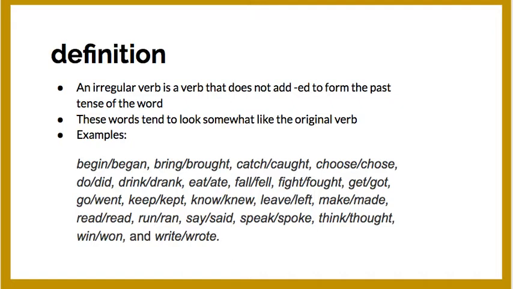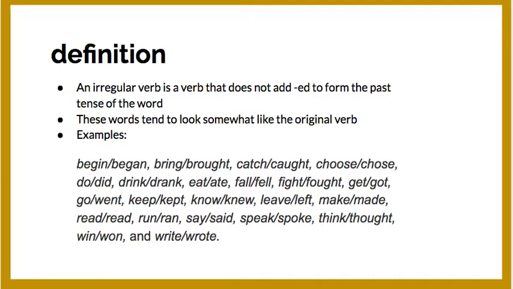So first, let's take a look at a definition of an irregular verb. An irregular verb is a verb that does not add -ed to form the past tense of the word. And we've talked a lot about adding -ed as your past tense. That's usually the easiest thing that happens with a verb, but sometimes we have these that it just doesn't quite work.